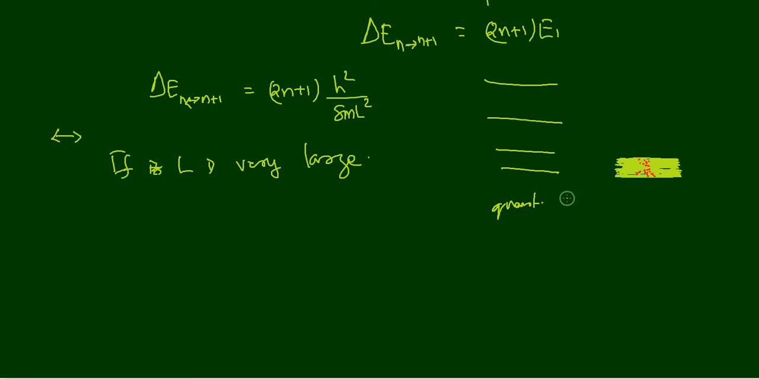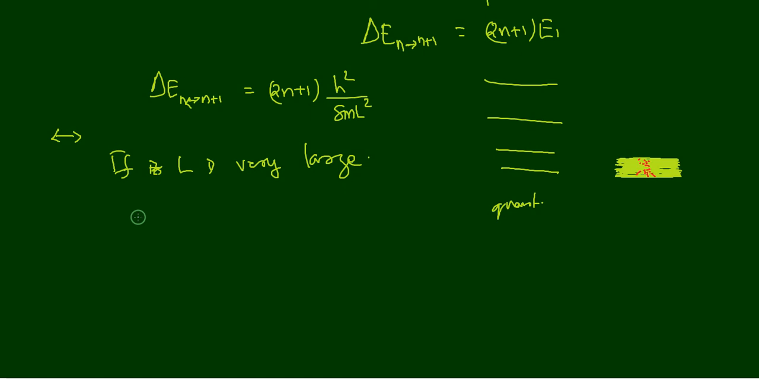When will the quantization vanish completely? If L is equal to infinity, then delta E is equal to 0, right? Delta E is 0 means quantization is completely vanished. The particle can occupy any energy. Do you remember when we learned the free particle? In the free particle, there is no limit. It means that the length of the box is infinite, right?